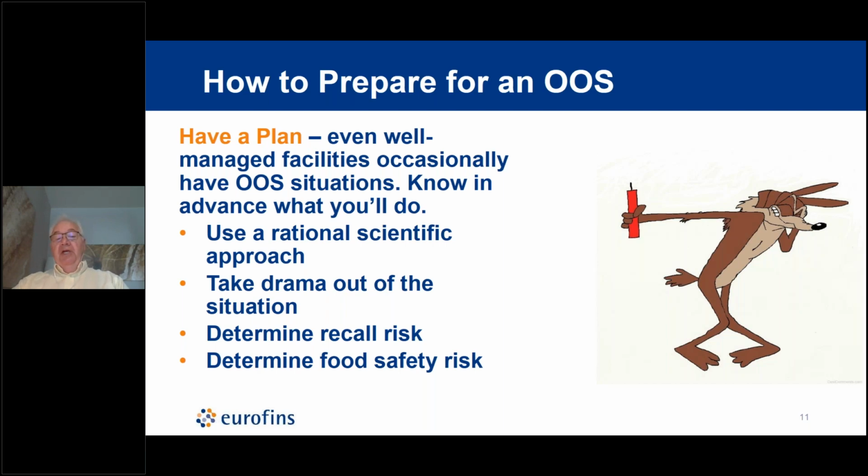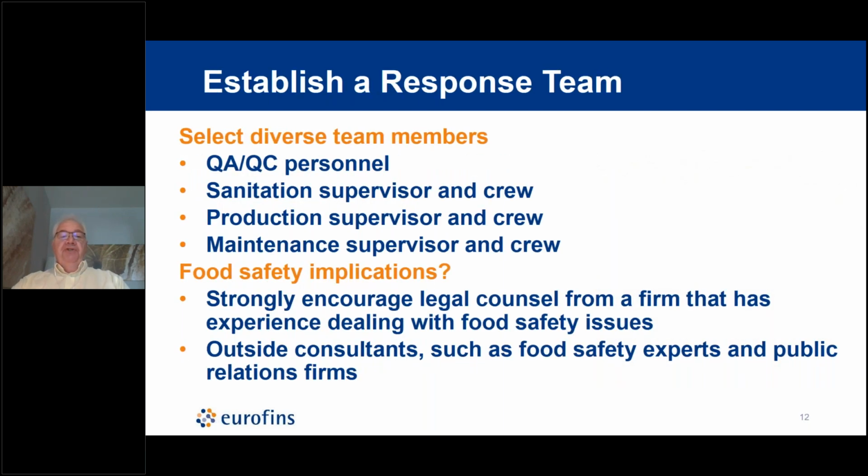So my advice is to use a rational scientific approach, take the drama out of the situation. At the end of the day, your job is to determine recall risk and to determine food safety risk. Once you have defined both of those risks, then you can start mounting an attack to deal with the situation. First thing is, who's going to be a part of your response team? It may vary depending on the data that you're investigating, but at a minimum, I would use a response team to build a response plan.